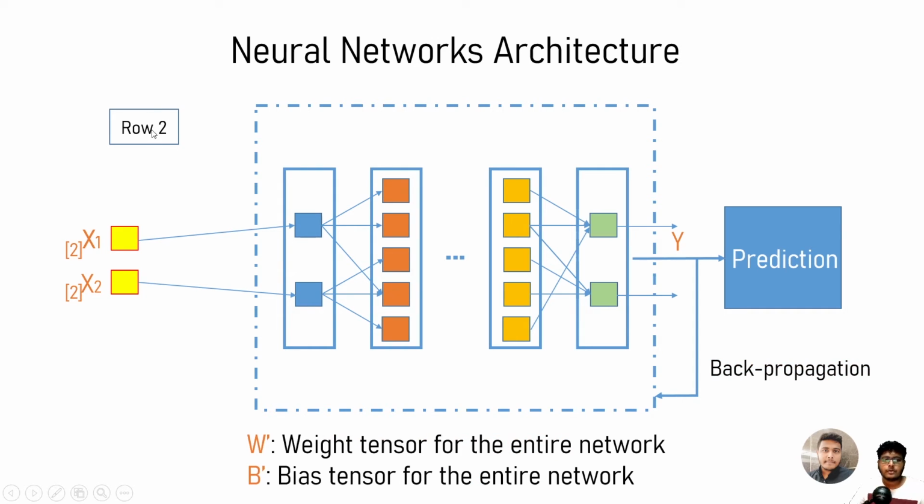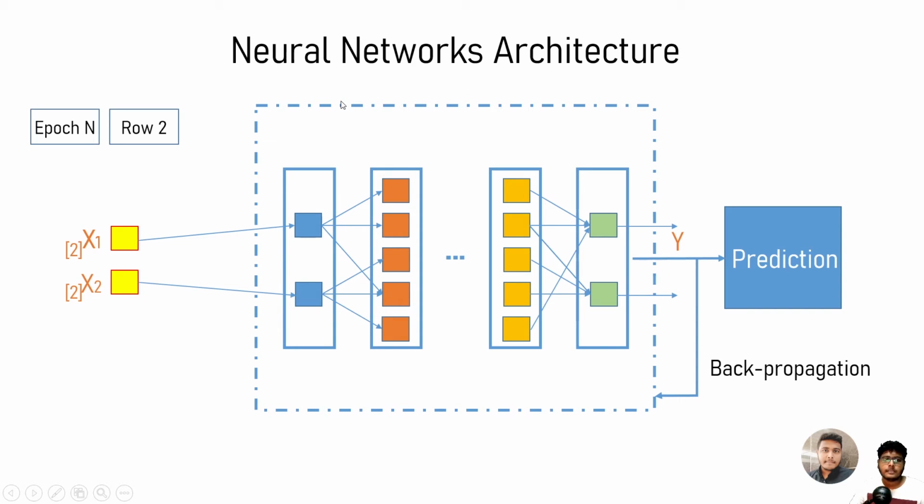So again you are passing row number 2 now. You can see that the x1 and x2 features have this 2 written over here. That means you're passing row 2 values for these two features. And right now the weight and bias tensors are W prime and B prime. So for row 2 you again pass the values to the input layer, it imposes the same mathematical functions and passes on to the next layer. All those things which happened for row 1 also happen for row 2, but this time when you use the weights and bias terms, you use the modified ones.